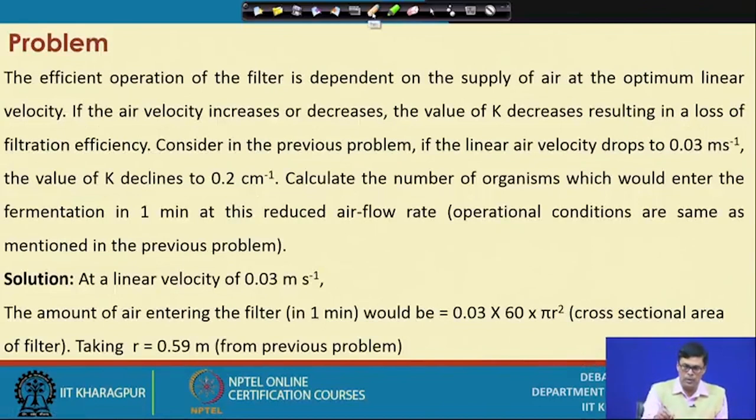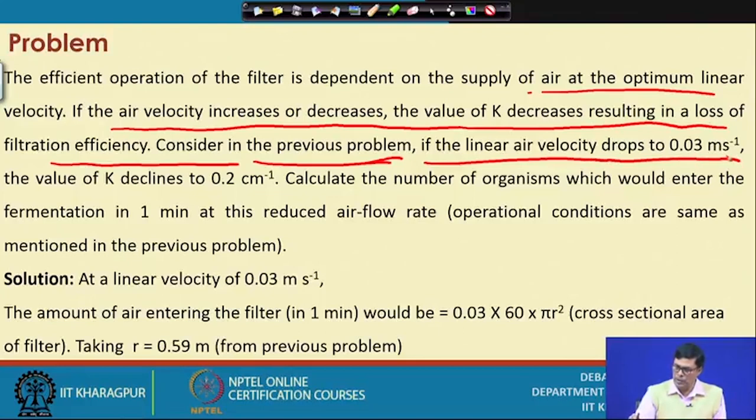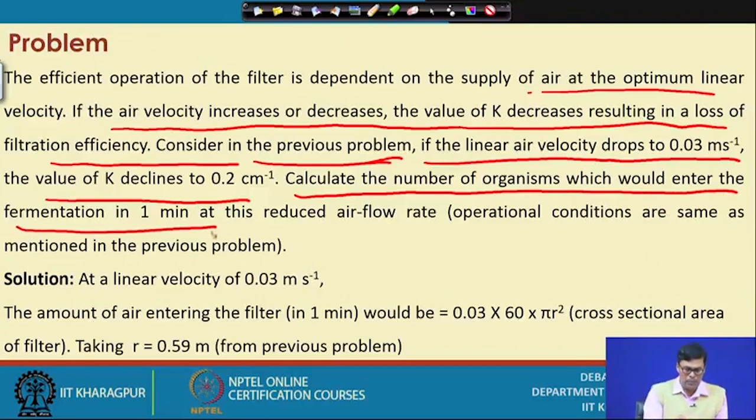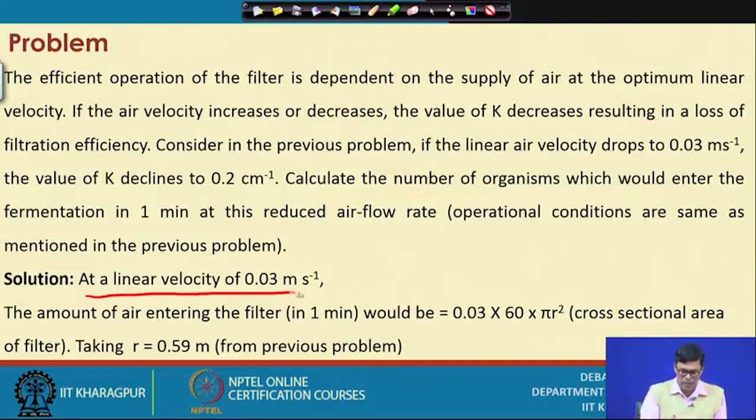Now, the next problem is that efficient operation of the filter is dependent on the supply of air at optimum linear velocity. If the air velocity increases or decreases, the value of k decreases, resulting in loss of filtration efficiency. Consider the previous problem, with the same data. If the linear air velocity dropped to 0.03 meter per second, the value k declines to 0.2 centimeter inverse. Calculate the number of organisms that would enter into the filter in 1 minute at the reduced flow rate, with operation conditions the same as in the previous problem. Now, how can we solve that? The linear velocity is 0.03 meter per second.